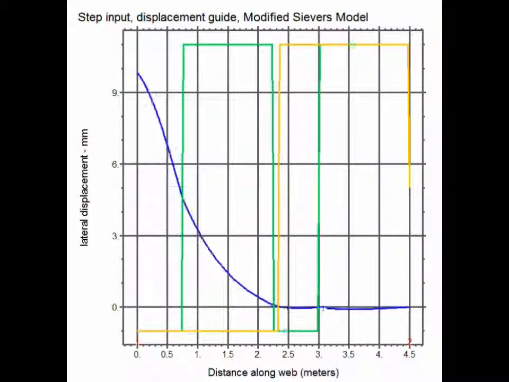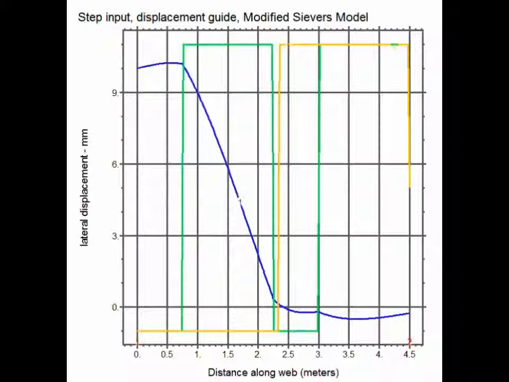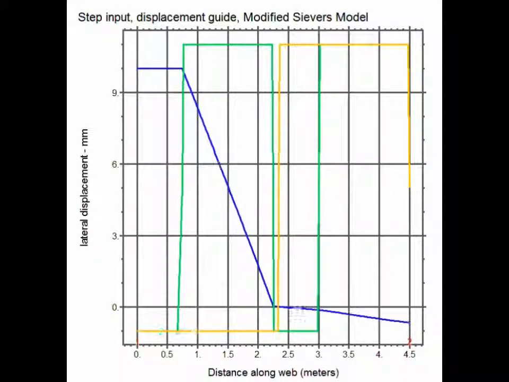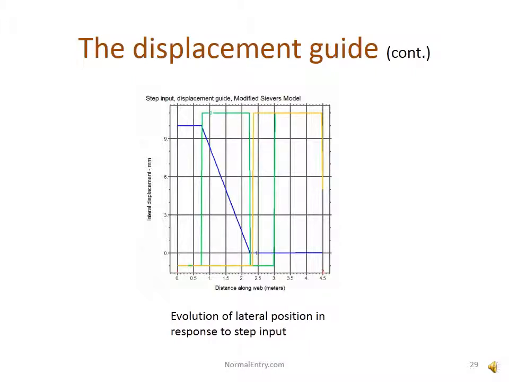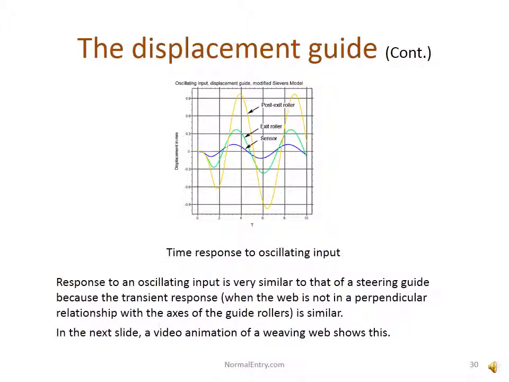You see the step input coming in on the left. There is some transient error at the post-exit roller, but that disappears as it achieves steady state. But no guide is perfect. The displacement guide still shows weave regeneration.